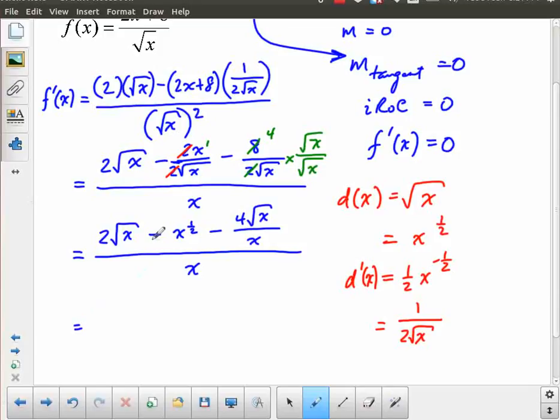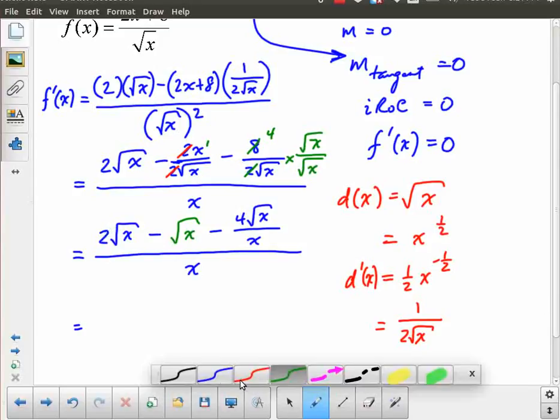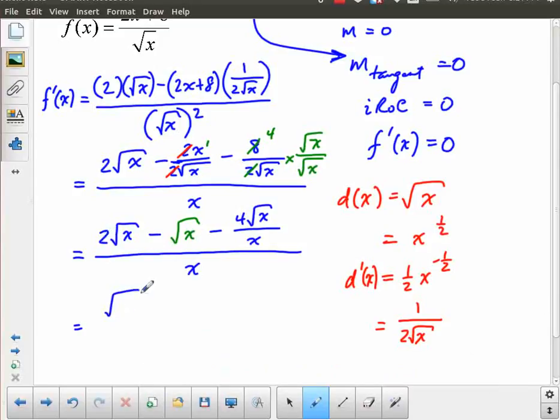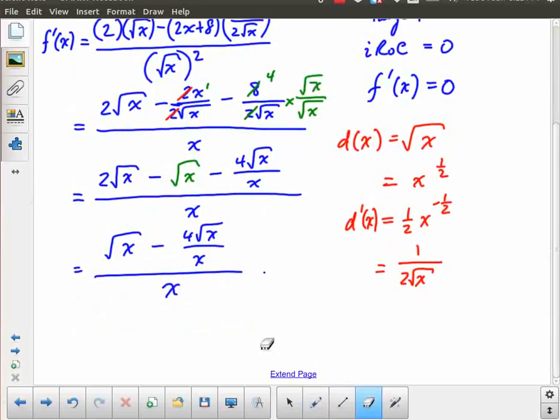Now, before I move on there, I do have a simplification that can take place. I'm just going to take this minus x to the half, and I'm going to write that as square root of x. And the reason I'm making that change is because I want you to see, before I act on it, I have 2 root x minus root x, which is just 1 root x, minus 4 root x over x, all divided by x. Now I'm getting to the point where I could actually do something useful with this.